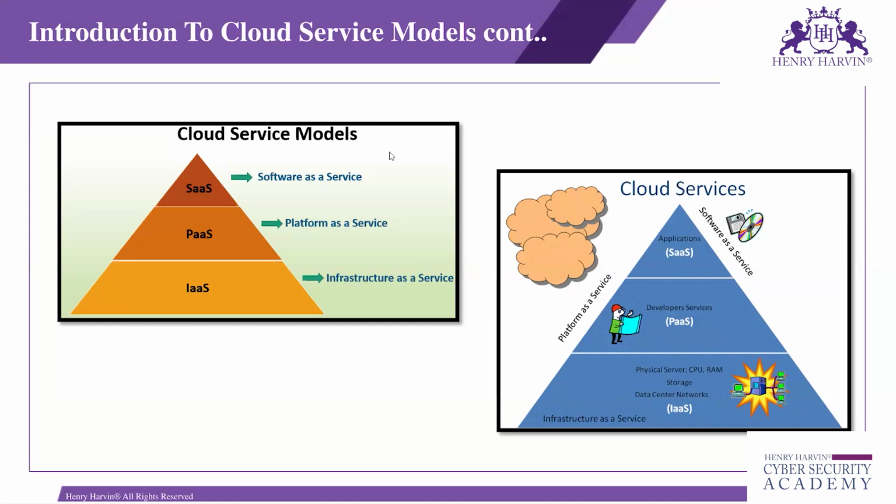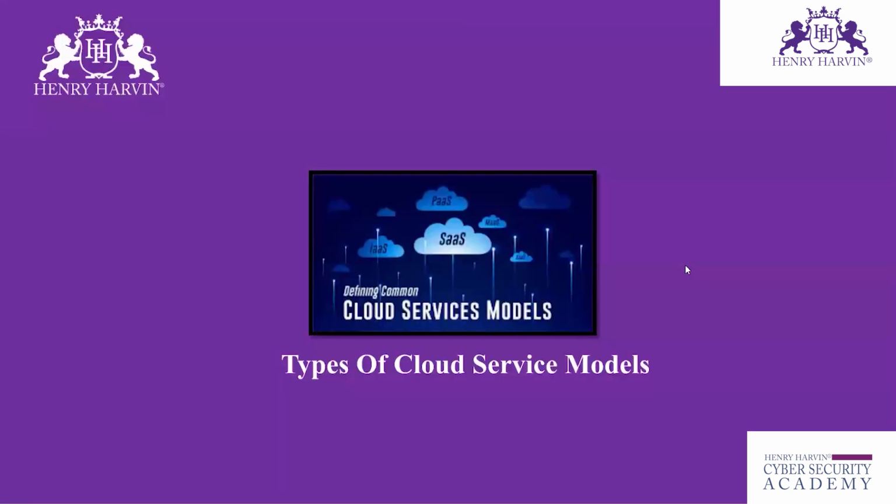Now we are talking about software as a service. In this case, we are taking software as a service. That means, for example, WhatsApp comes under this. Here it is clearly mentioned: infrastructure as a service, physical server, CPU, RAM, server, everything will be there. Platform as a service, developer services come under that. Software as a service, only applications come under it.